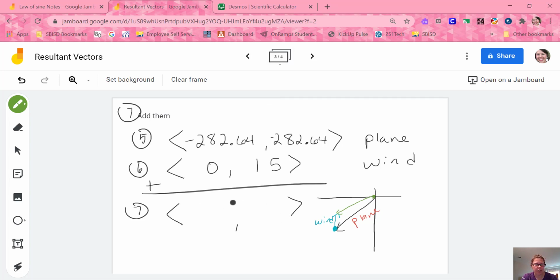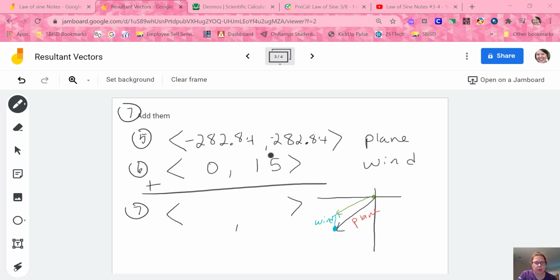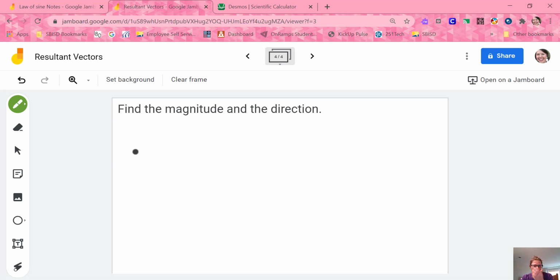Put that answer in after you add these two things together and get a new vector. So that's number 7. If you were wondering if I'm actually crazy, yes, I am crazy. It should have been 0.84 and 0.84. So side note, Miss H was wrong. Hopefully you've put in number 7. The vector that you should have gotten for number 7 should have been negative 282.84 and negative 267.84. And this is the combined vector.